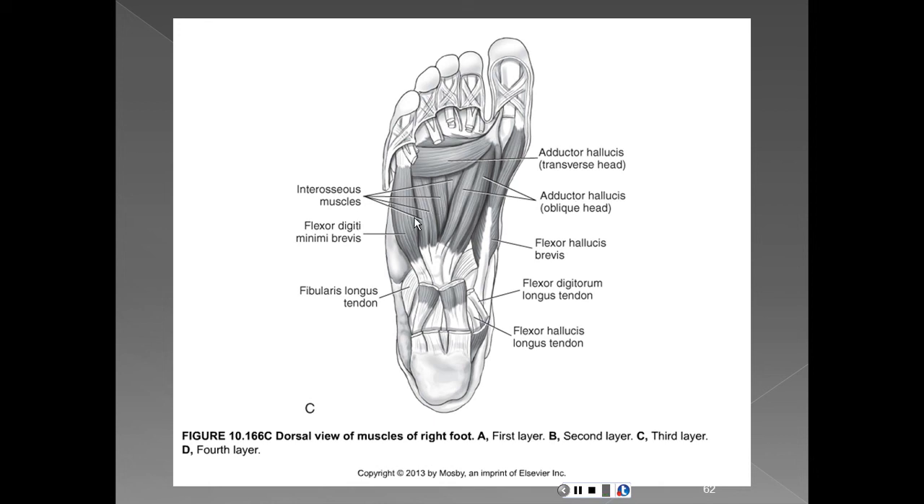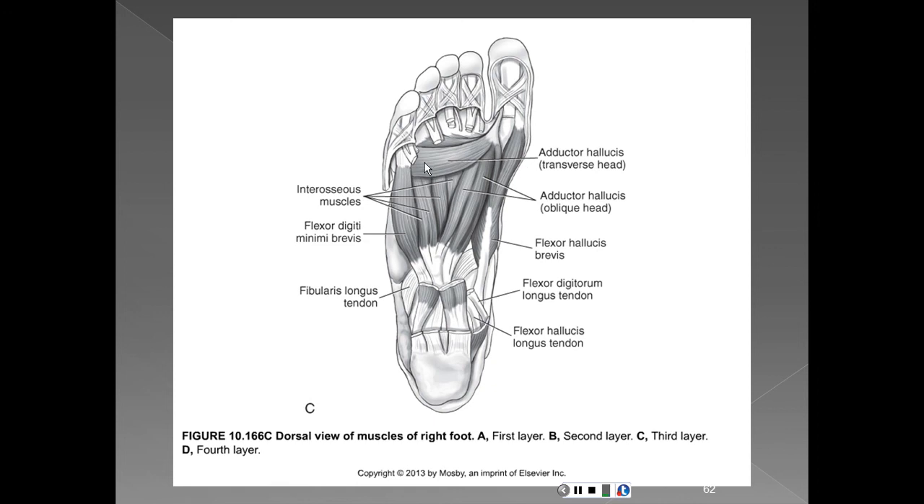Interosseous muscles, of course we know them. They lay adjacent to the metatarsal bones. Fibularis longus tendon. This is a dorsal view of the muscles of the right foot. But here we go. Adductor hallucis, transverse head of the adductor hallucis.